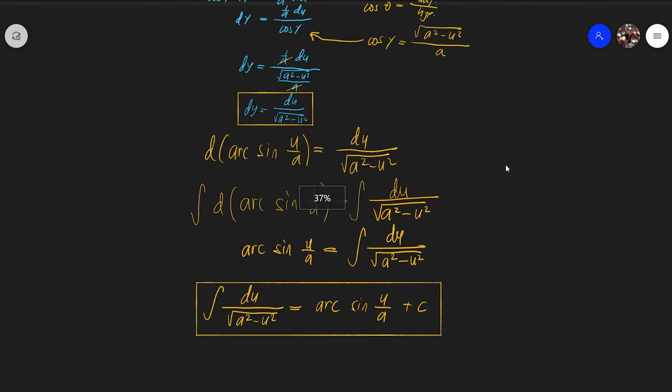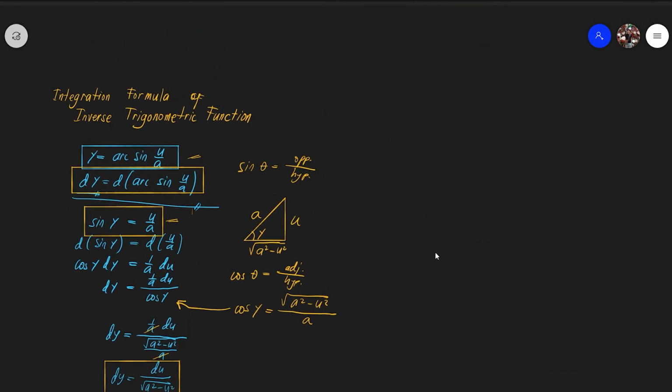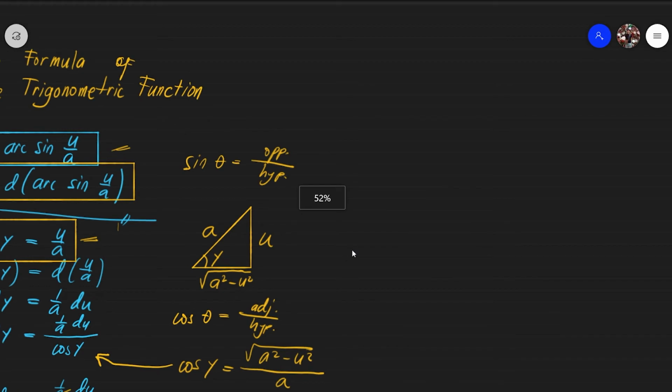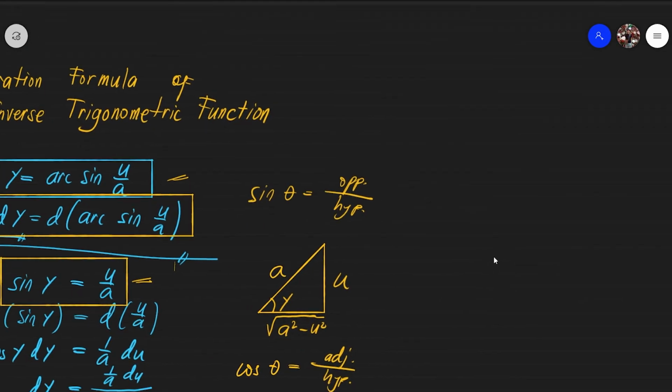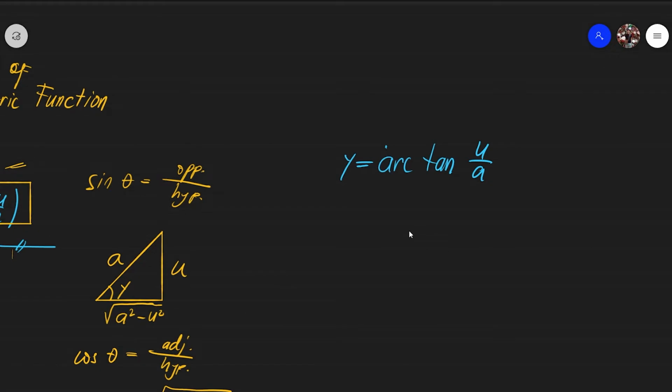Now let's derive the formula for tangent. How about if we have, for example, y equal to arctangent u over a? Now, you also want to find the differential of y.